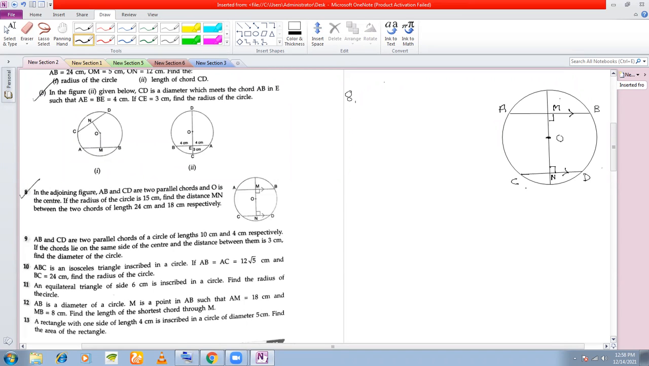Now, somewhat of this kind I have done. A problem of this kind I have already solved, right?